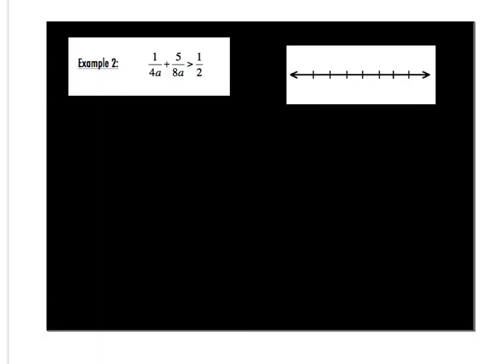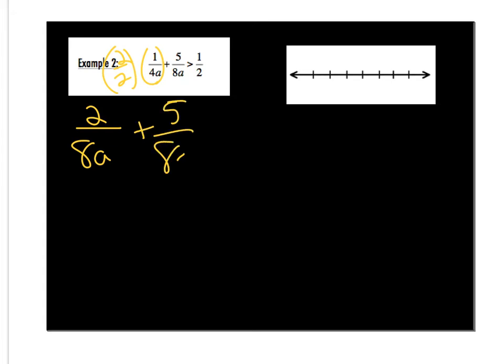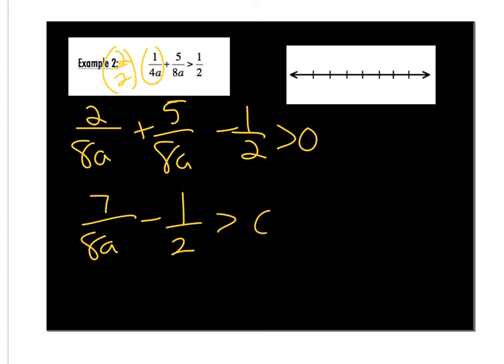So let's take a look here. The first thing I would like to do is solve this a little bit. So I'm going to get 2 over 8a. I'm going to multiply this first thing by 2 because I want a common denominator. If I multiply both the top and bottom by 2, it's like multiplying by 1, which is fine. And then I'm also going to bring over 1/2 so it's greater than 0. So now I've got 7 over 8a minus 1/2 greater than 0.